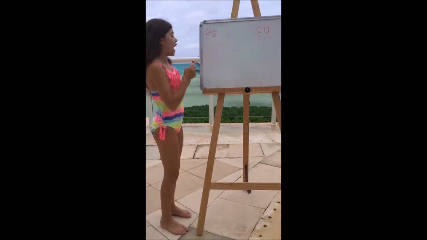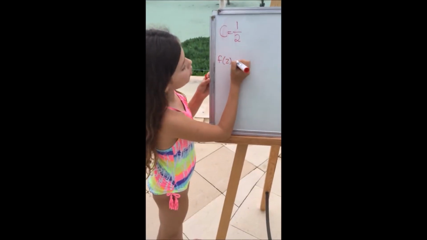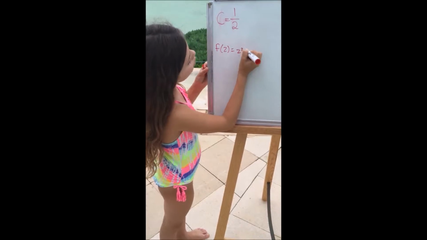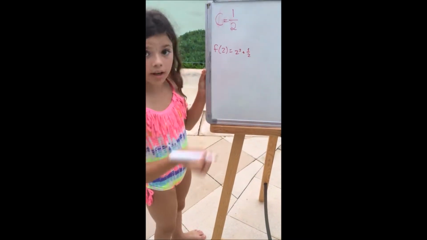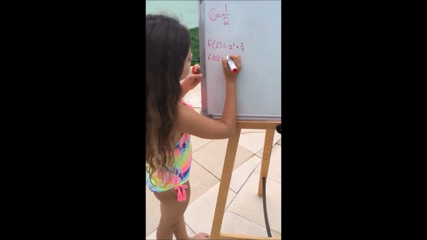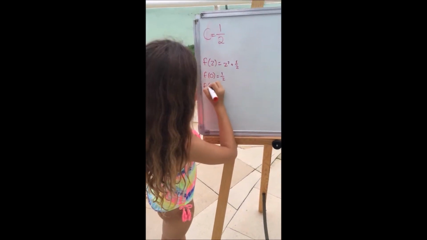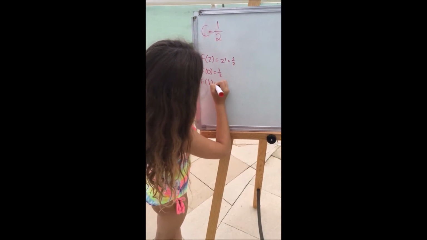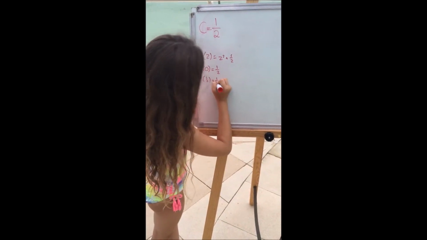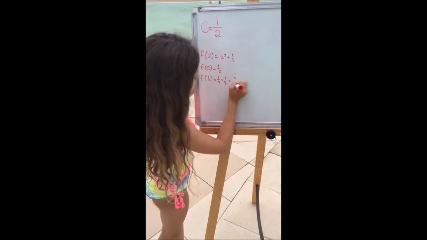Okay, let's start with c equals a half. So f of z equals z squared plus a half. Okay, now f of 0 equals a half, because 0 squared is 0. So now let's continue one more. f of a half equals a quarter plus a half, which equals 3/4.